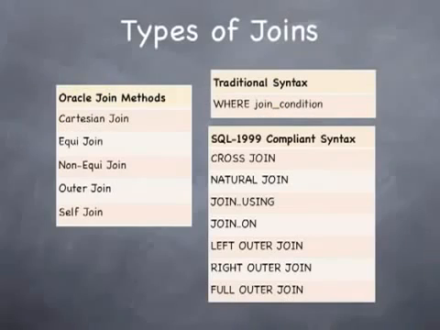This slide describes the different types of joins that are available in Oracle, such as Cartesian joins, equijoins, non-equijoins, outer joins, and self-joins. This slide also displays two types of syntaxes that can be used when writing join statements. The traditional syntax is Oracle proprietary and has been available in all versions of Oracle. The SQL 1999 compliant syntax is standardized syntax for writing join statements. In this tutorial, I'll be explaining the traditional syntax that always allows you to write the join condition that relates the two tables, or two or more tables, in the where clause.